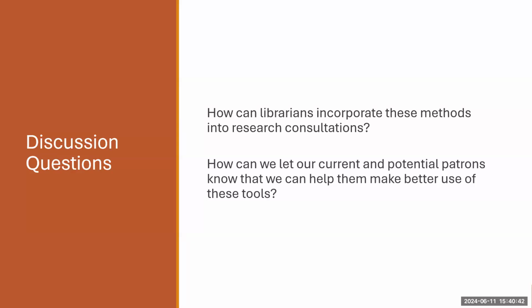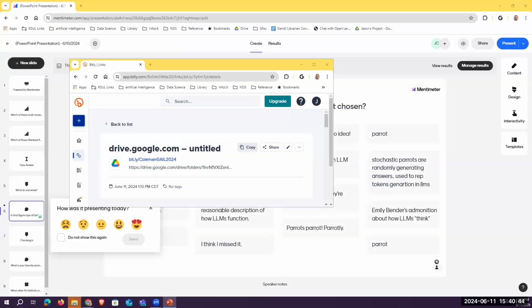Her first question is, how are the first models you mentioned, Gemini, Claude, MS Copilot, different from the second group, Perplexity, and Scite?